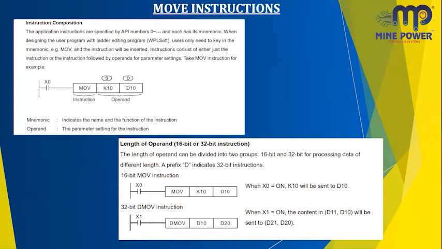Then we are going to see about the move instruction. What is the move instruction? The application instructions are specified by the API number 0, and each has a mnemonic when designing the user program with the ladder editing program.